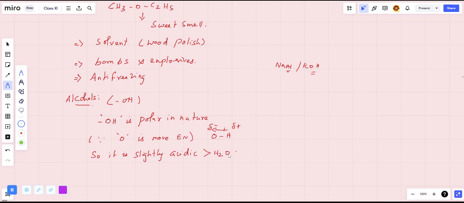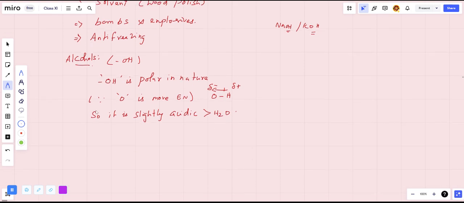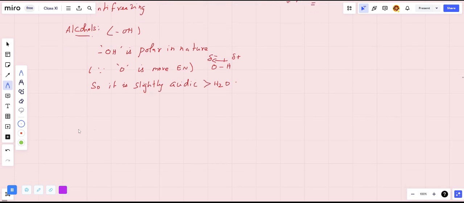So this one is classified. If you are taking classification, alcohols are classified as mono, di, tri, or polyhydric alcohols.